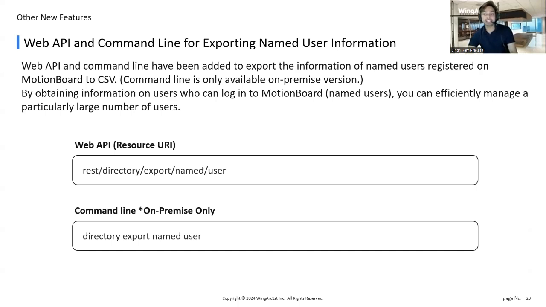And lastly, a new web API and command line feature have been added to export named user information registered in MotionBoard to a CSV file. The command line feature is available only for the on-premises version. By obtaining information about named users, you can manage a large number of users more efficiently.